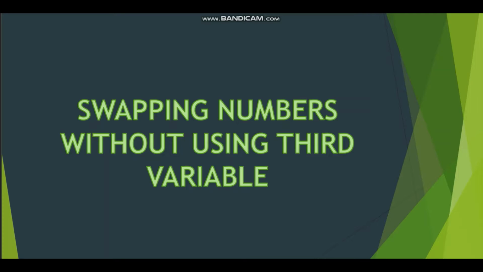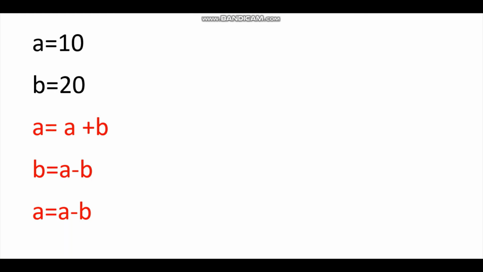So let's go. Let's take a is equal to 10 and b is equal to 20. Now a is equal to a plus b. That means a is 10 and b is 20, so 10 plus 20 is equal to 30. So now a holds 30.